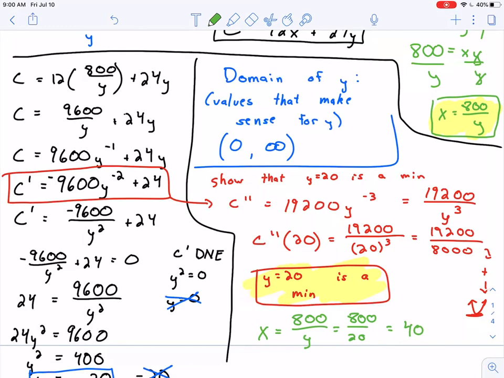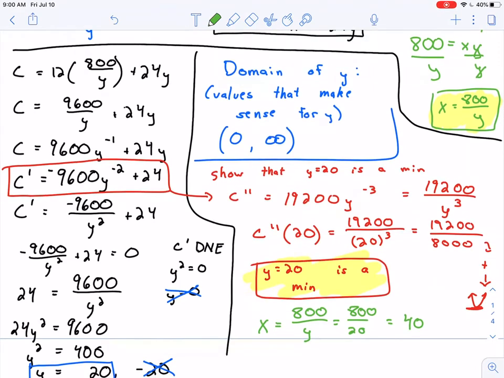So that means the dimensions that will maximize my area here, or not maximize my area, minimize my cost, are y equals 20 feet and x equals 40 feet.